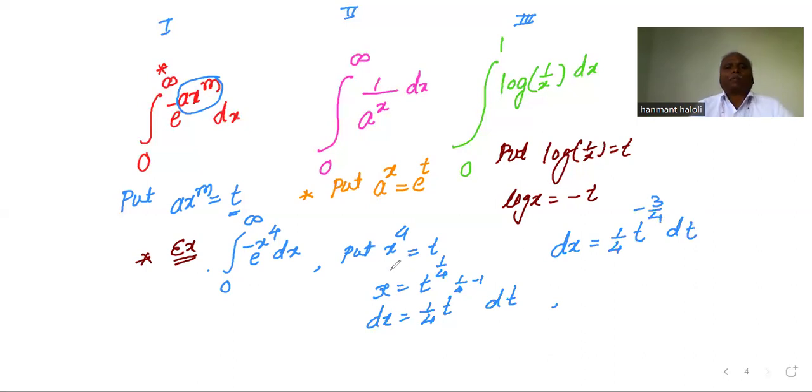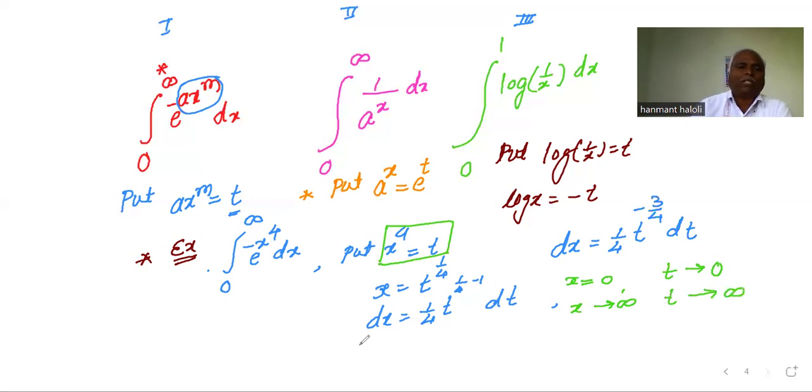Now after substitution, check the limits. What are the changes in the limits? Now I'll show you how to check the limits. Here, x equal to 0, then what is the new value of t? Our substitution is x raised to 4 equal to t. Put x equal to 0 here, you get t equal to 0. And if x equals infinity, then t also tends to infinity.